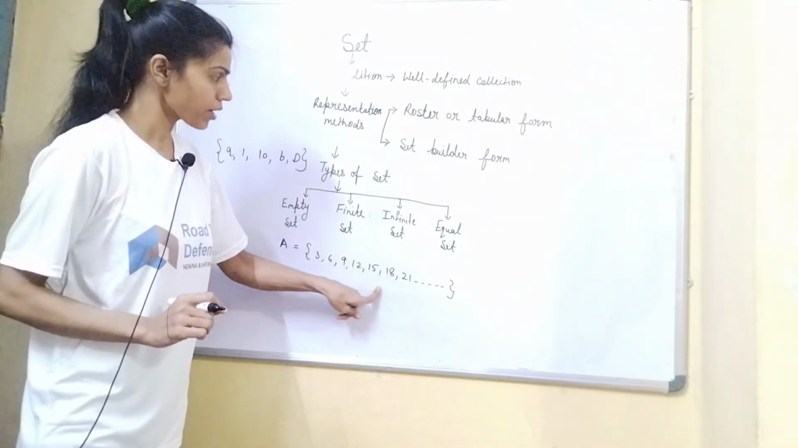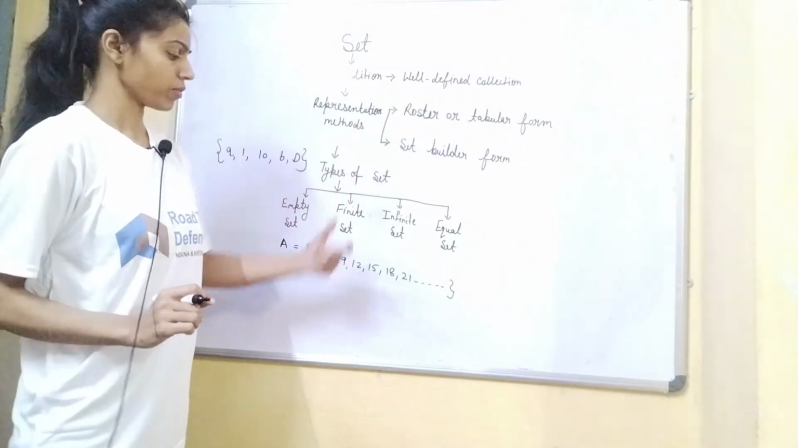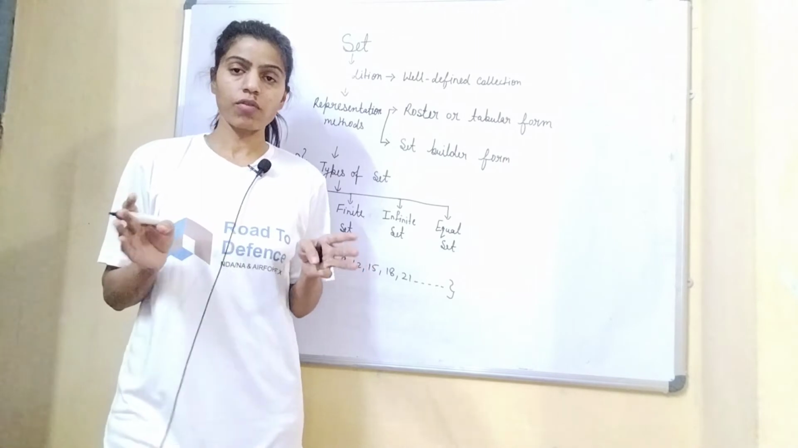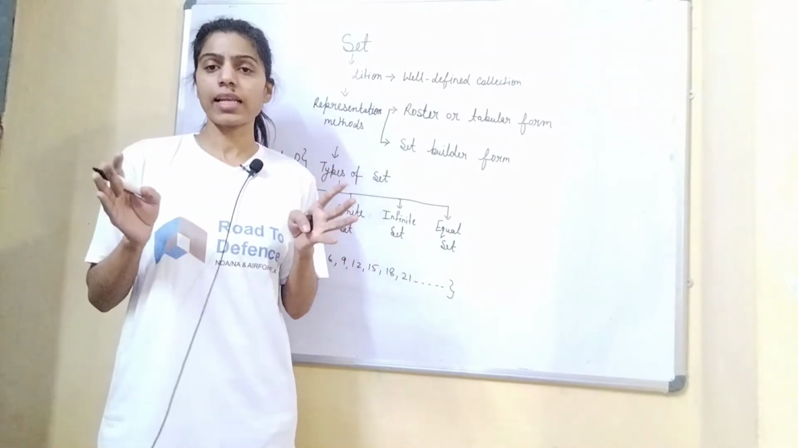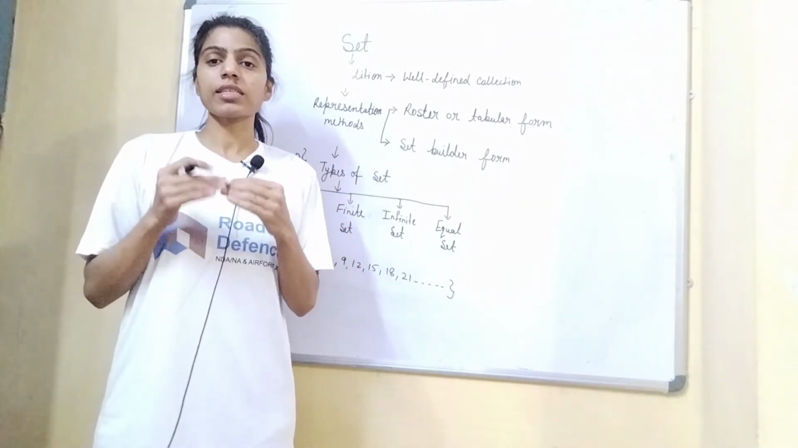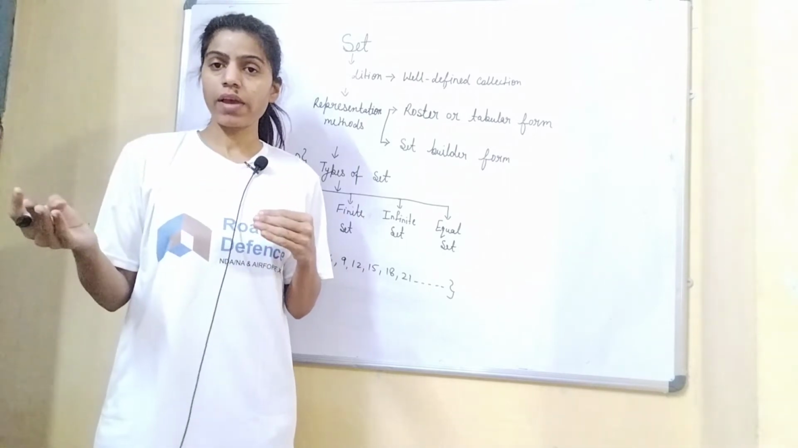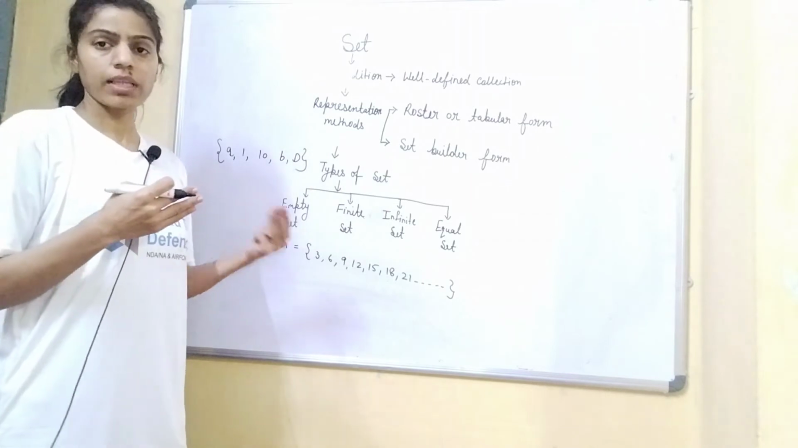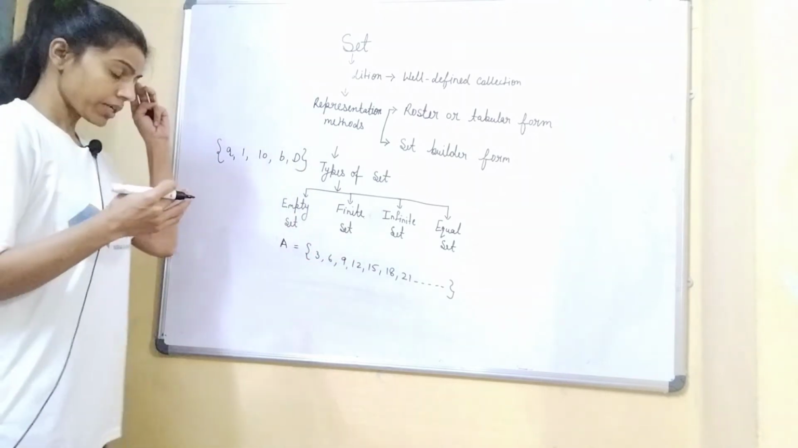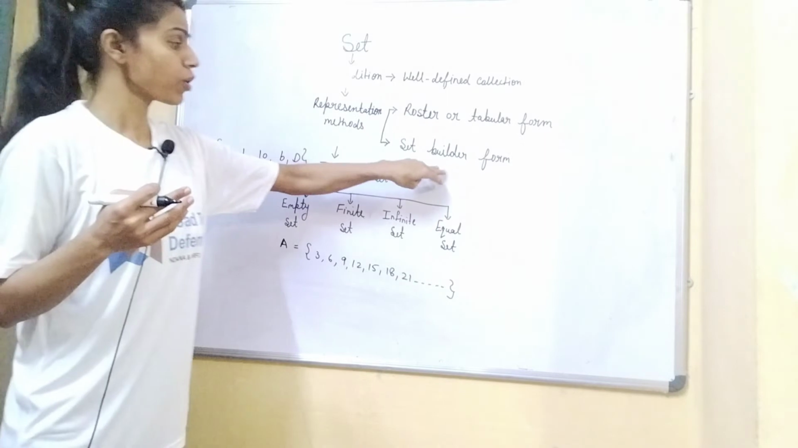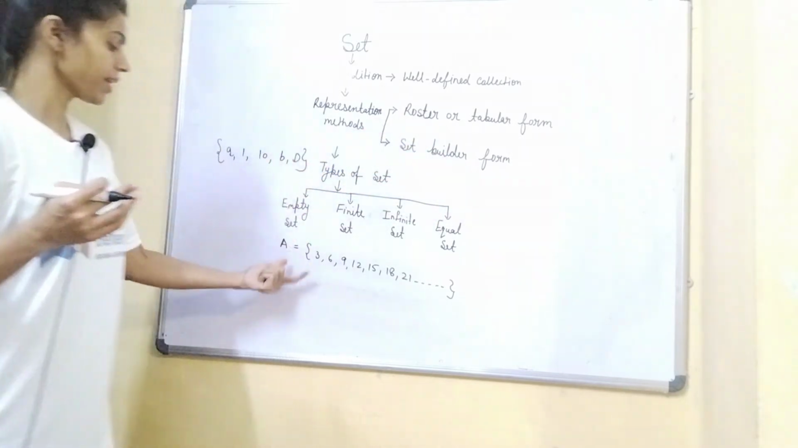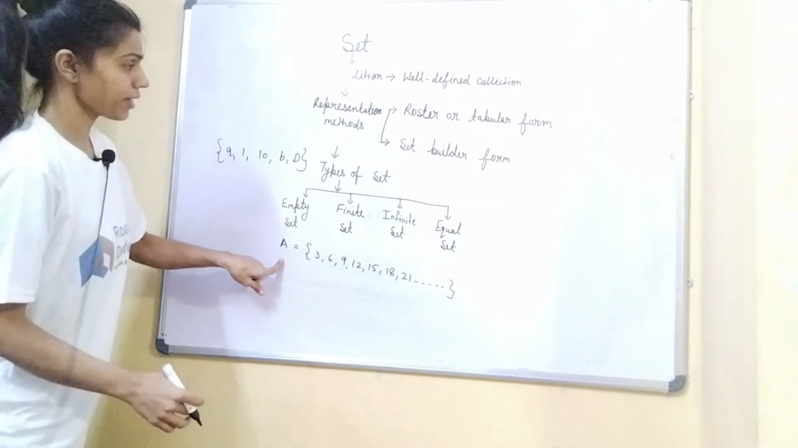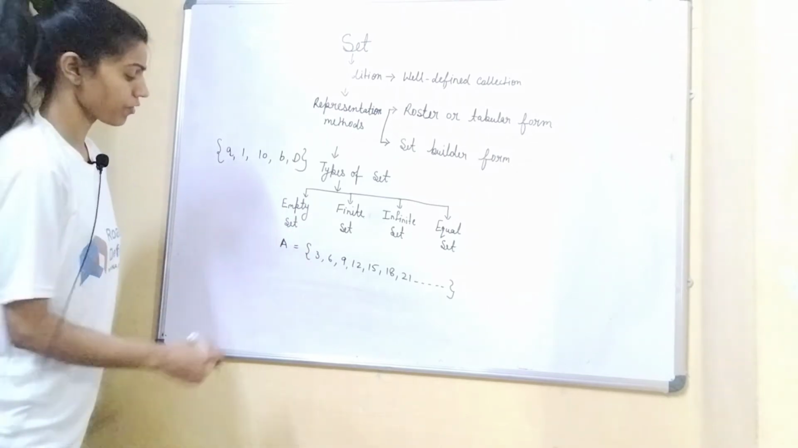So this is the roster form or tabular form, in which we are writing the elements of the set. Not all the elements, but if there are infinite elements, then we write a few elements and they follow the same pattern, right? But in the set builder form, what is the difference? See, this is the roster form. Now I am writing this in set builder form.